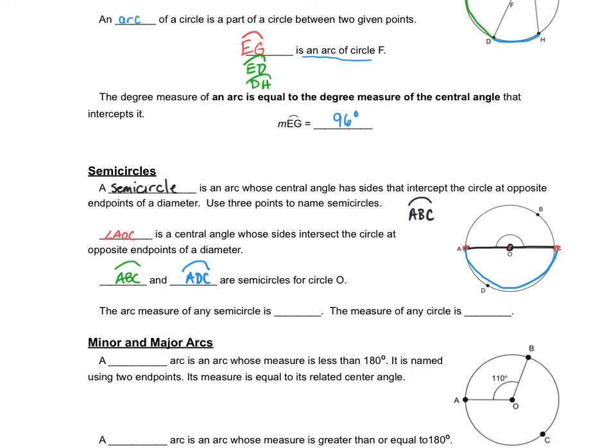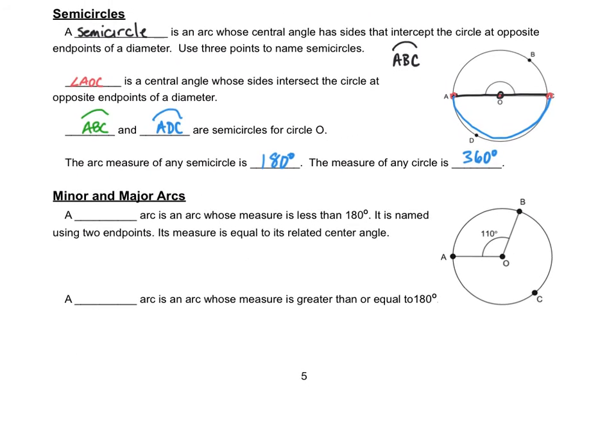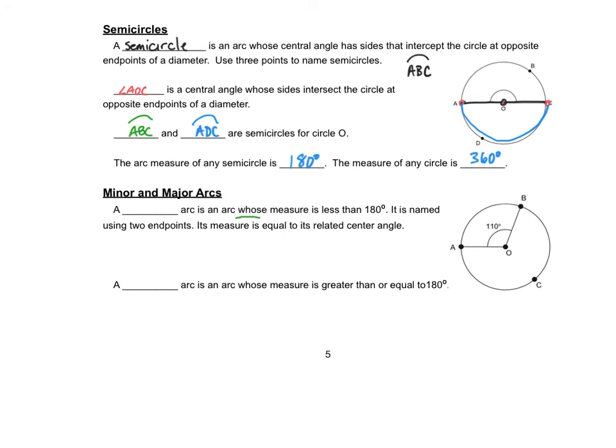And then the arc measure of any semicircle, well, the measure of a straight line or diameter is going to be 180 degrees. So then the semicircle would also be 180 degrees. And the measure of any circle all the way around that circle is 360 degrees. So these are values that will be important to us later. Minor arcs and major arcs. As we look at minor arcs, a minor arc is an arc whose measure is less than 180. And then that may surprise you to know that a major arc is an arc whose measurement is greater than 180.